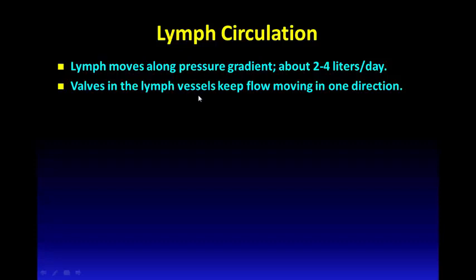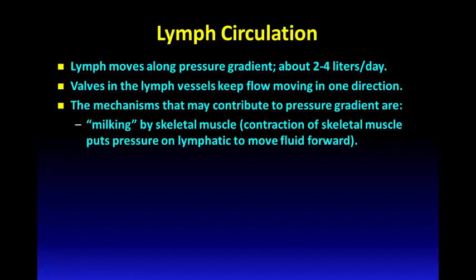Valves in the lymph vessels keep flow moving in one direction, and the mechanisms that might contribute to the generation of a pressure gradient and the movement of the lymph in one direction include the activity of the skeletal muscles, which is physiologically known as the milking effect of the skeletal muscles on the lymphatics, and this is explained by the contraction of the skeletal muscles exerting pressure on the lymphatic vessels, hence moving the lymph forward.